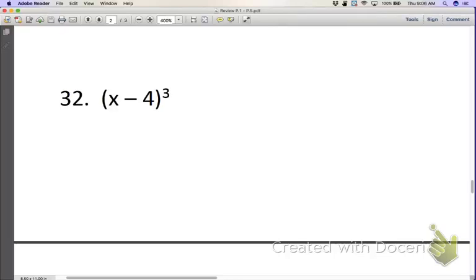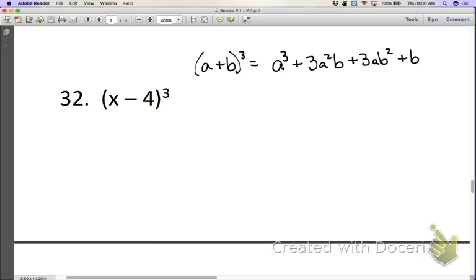All right, so on 32, if you have something like this, then what you're going to do is cube the first term. It'll go plus 3a squared b plus 3ab squared, and then plus b to the third. Now, if it's a subtraction problem, then the last term and the second term are going to be negative.